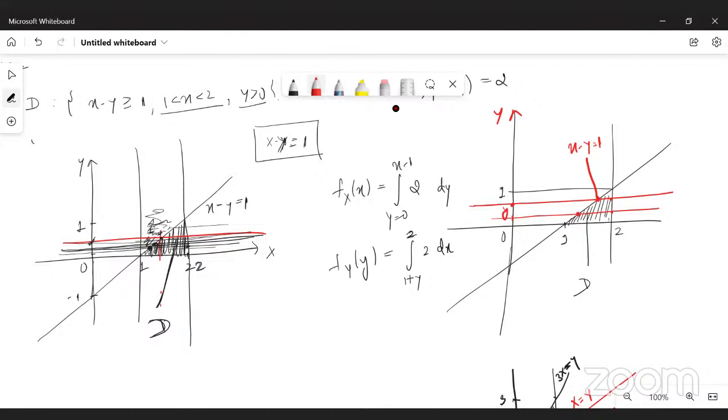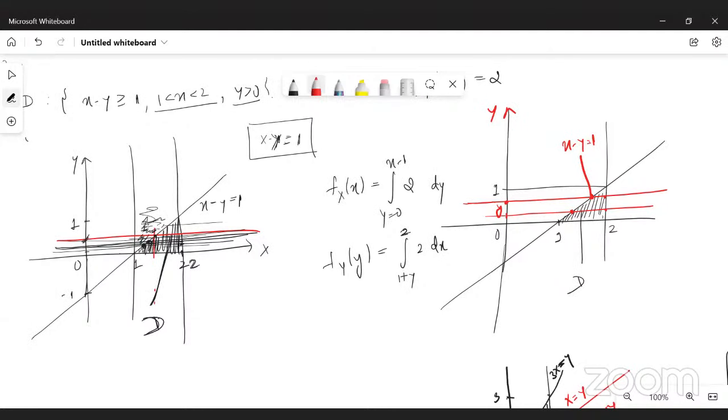Same thing we are doing for the y-axis. Yeah, for the y-axis. So, okay, I have another question which might be very silly. 1 plus y, why is it a lower limit on x? Okay. 1 plus y is the lower limit.